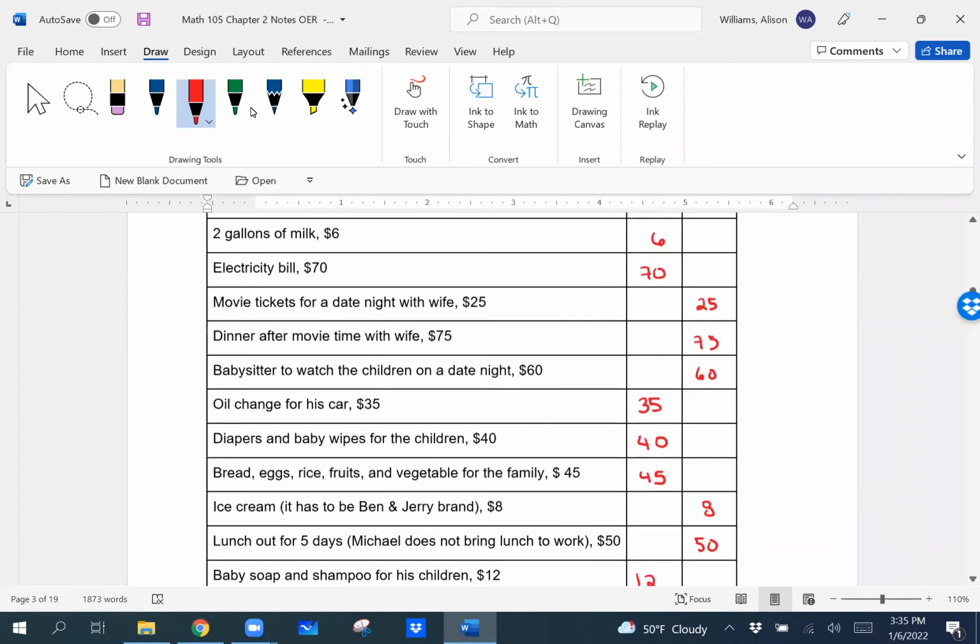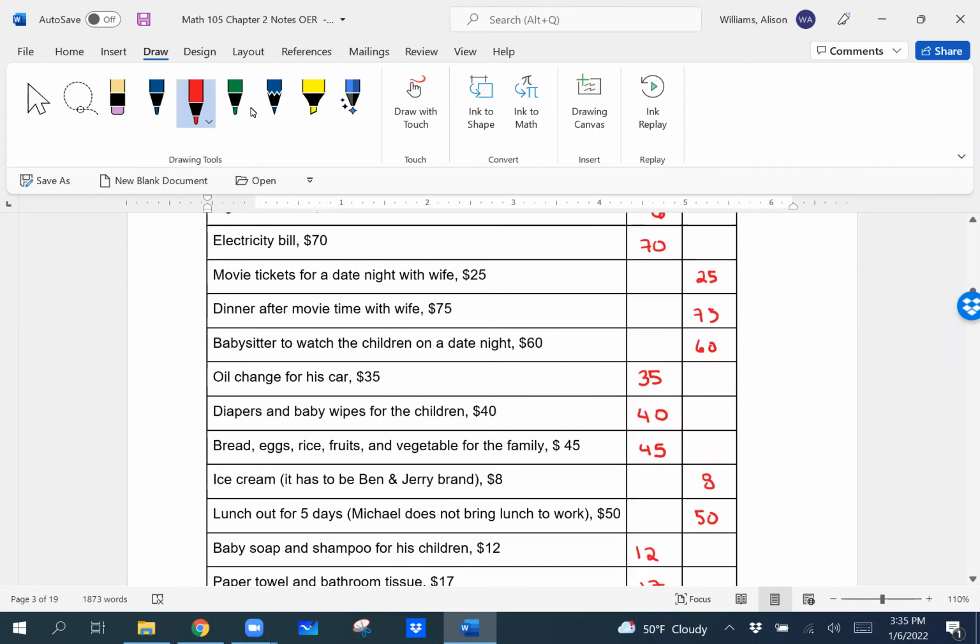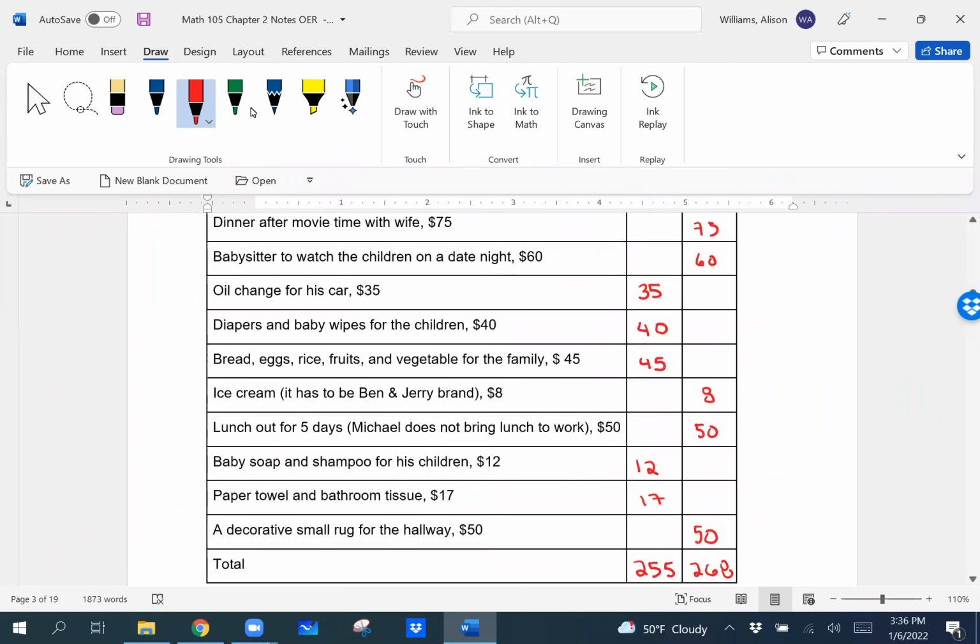But there are some wants that maybe we'll leave. So for instance, maybe for his wife's sake, Michael having lunch out is something that saves her time, right? And we're like, okay, because she's home, maybe we're comfortable with keeping the $50 lunch out so she doesn't have to worry about his lunch, I don't know, something like that.